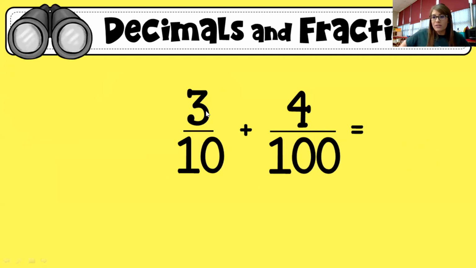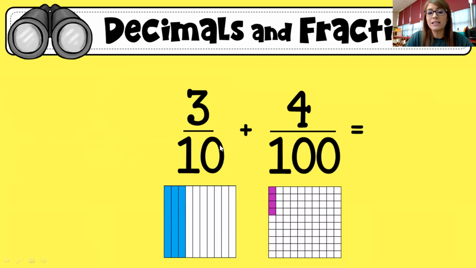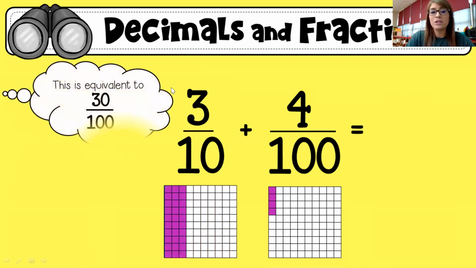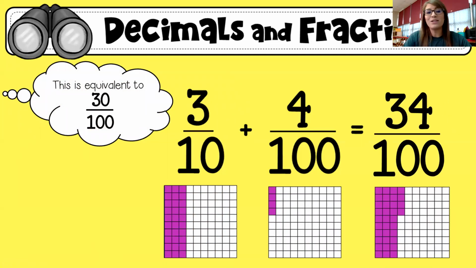So 3/10 is going to be how many hundredths? Well, we're going to have to multiply our denominators by 10, correct? So if we've got 10 times 10 to get us 100, we're going to have to do the same thing to the numerator, okay? So 3 times 10 is going to give us 30. So 3/10 is equivalent to 30 hundredths. Well, now can we add those up? Yes, we can. So 30 hundredths plus 4 hundredths is going to be 34 hundredths.